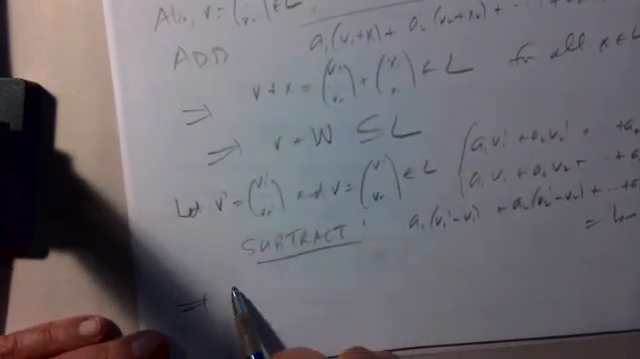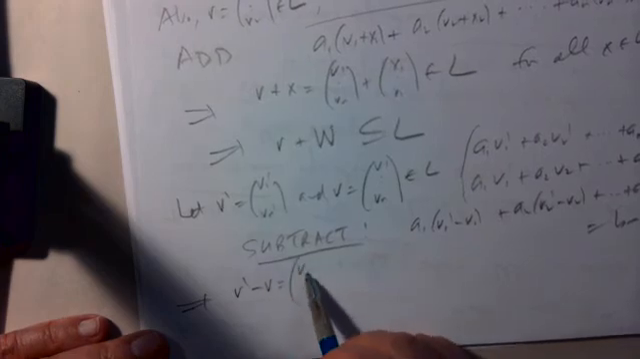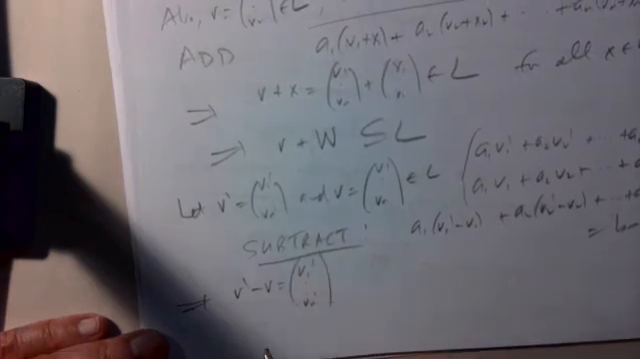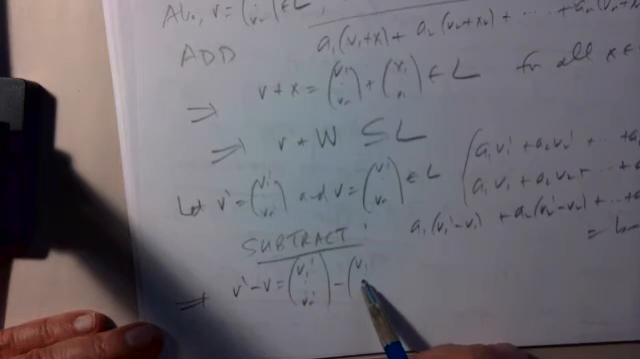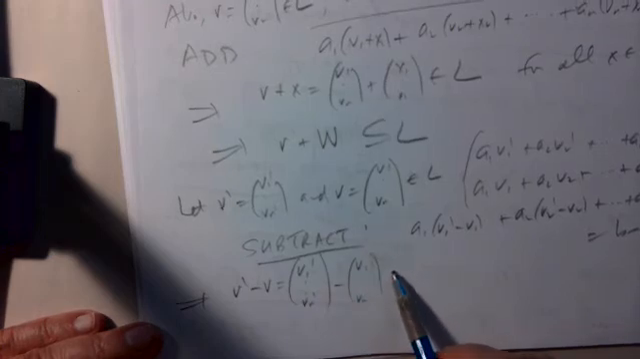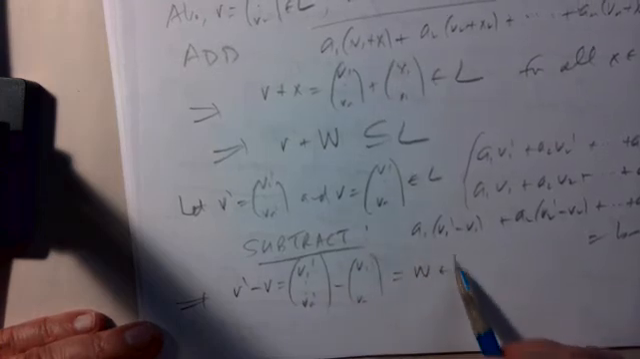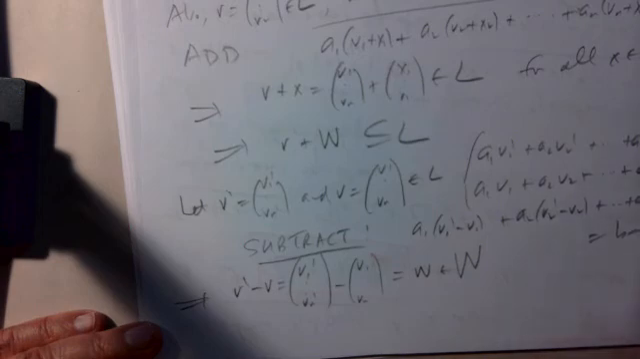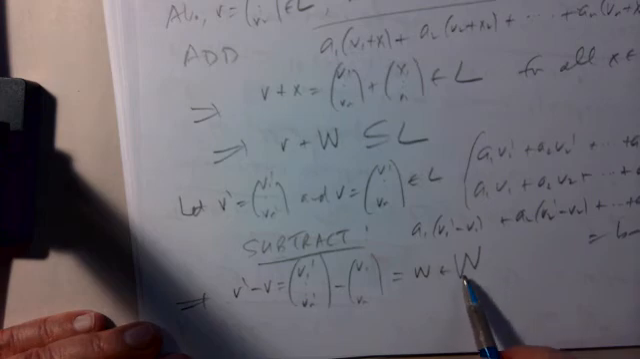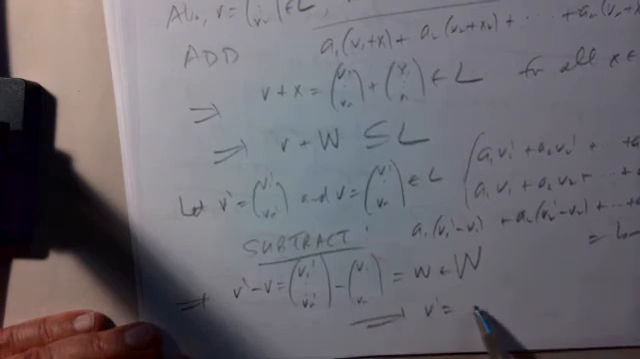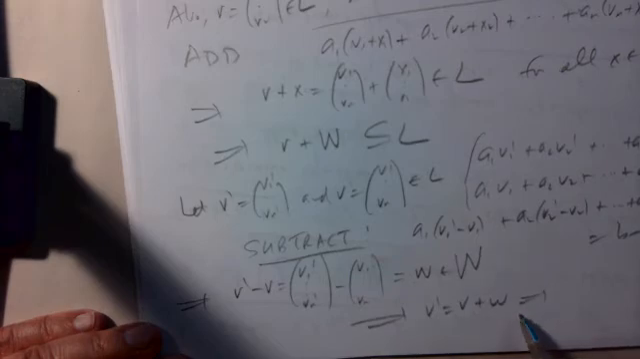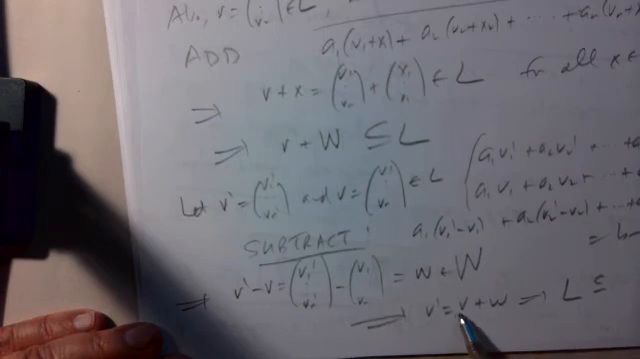So that means that the vector V prime minus V, which is V1 prime down to Vn prime in coordinates minus V1 down to Vn in coordinates, is equal to some vector W in the solution space of the homogeneous equation. So if V prime minus V is equal to W, then V prime is V plus W, which means that every vector in L can be written as V plus something in W, so L is contained in V plus W.